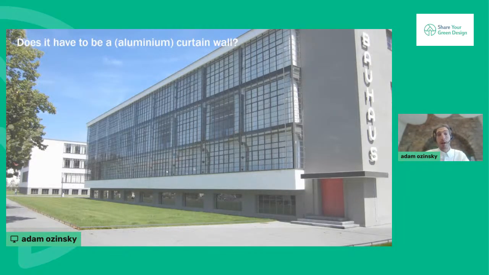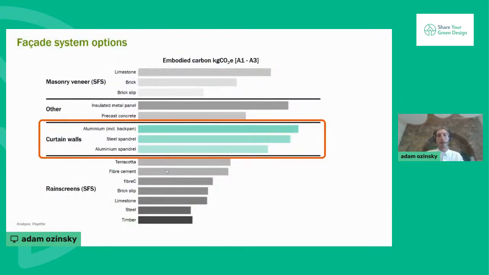And so we often ask, does it have to be a curtain wall? Like I said earlier, curtain walls are used for a number of reasons. Carbon is but one bit of the kaleidoscope of decision making, but it's worth asking the question nonetheless. When you look at different types of facade systems, curtain walls, because they have so much framing and so much aluminium in them, oftentimes have the worst embodied carbon. So, can we go back to some more traditional methods of construction?